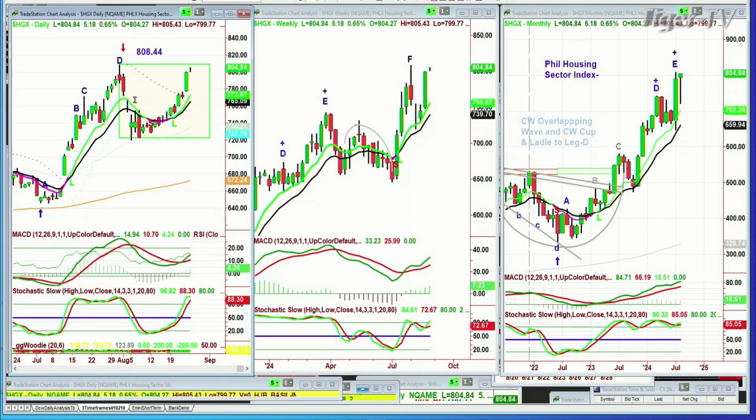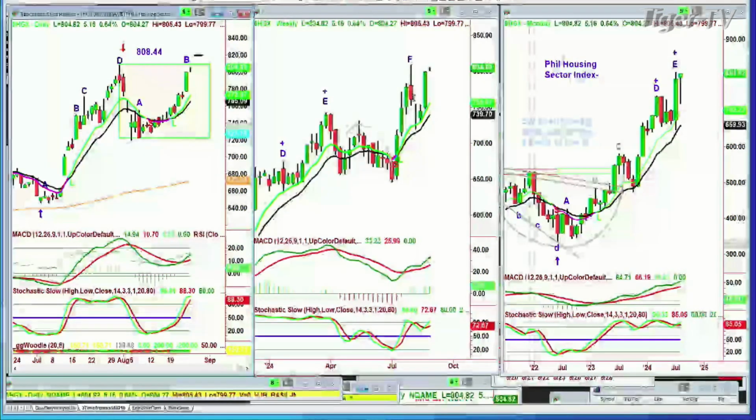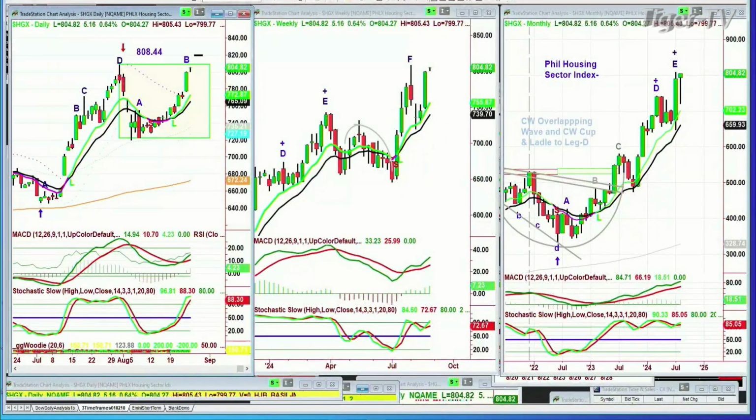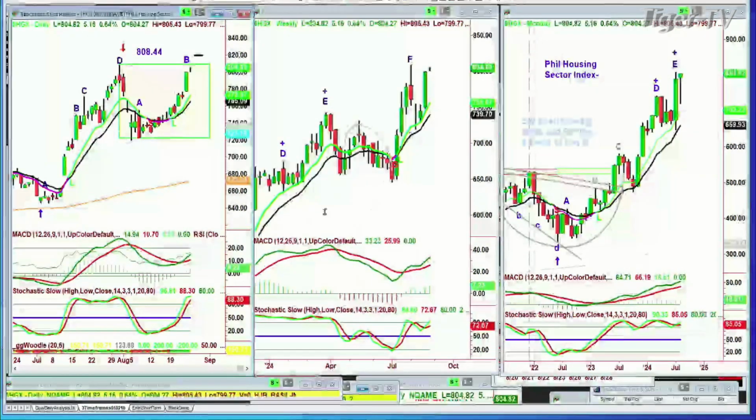In this case, it isn't. It's actually in a gray B. No, actually it is a B, but it's underneath the previous high of 808.44. It is at 805.43, so it's got a little bit of a way to go. And if it breaks out, I then have to consider that this isn't an F. This is actually a brand new A, and we're going not into leg G, but into leg B. That says you can go for quite a few more weeks to the upside in the Philadelphia Housing Sector Index, leg E in the monthly chart.